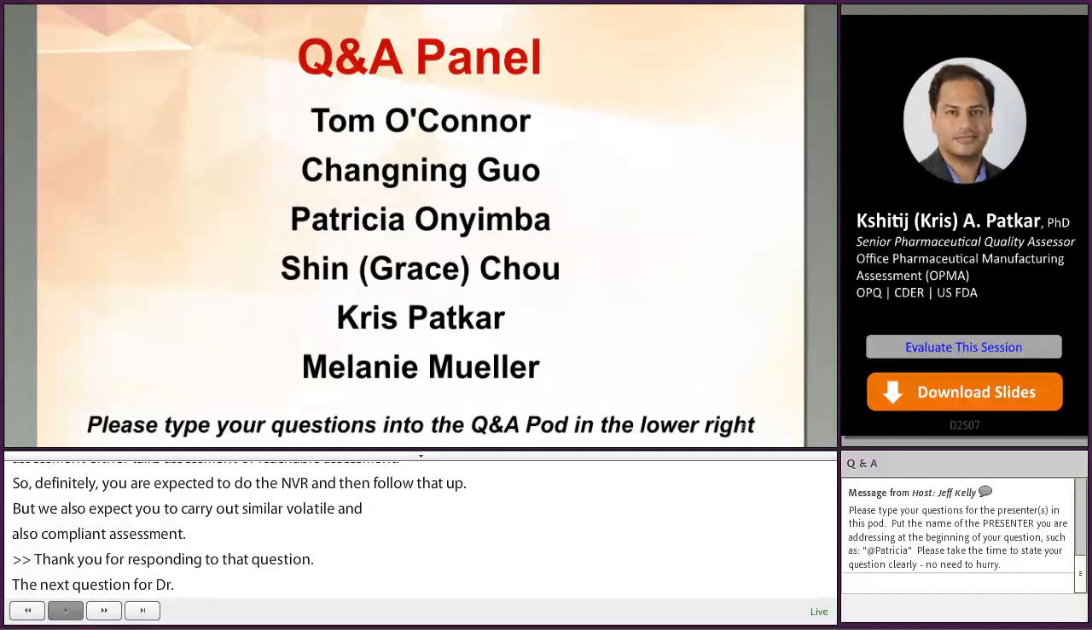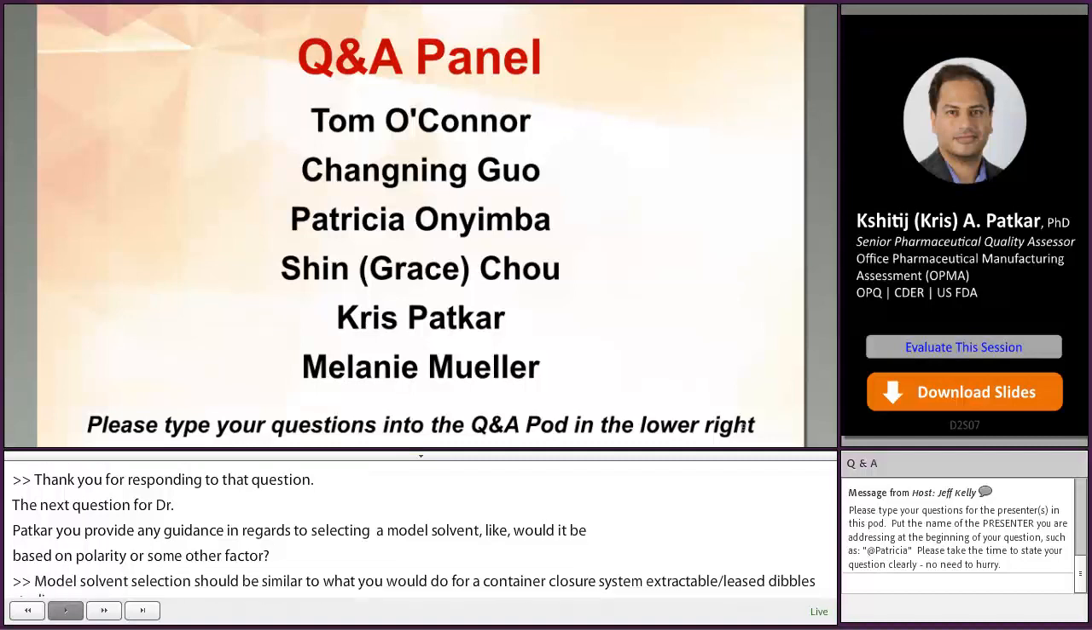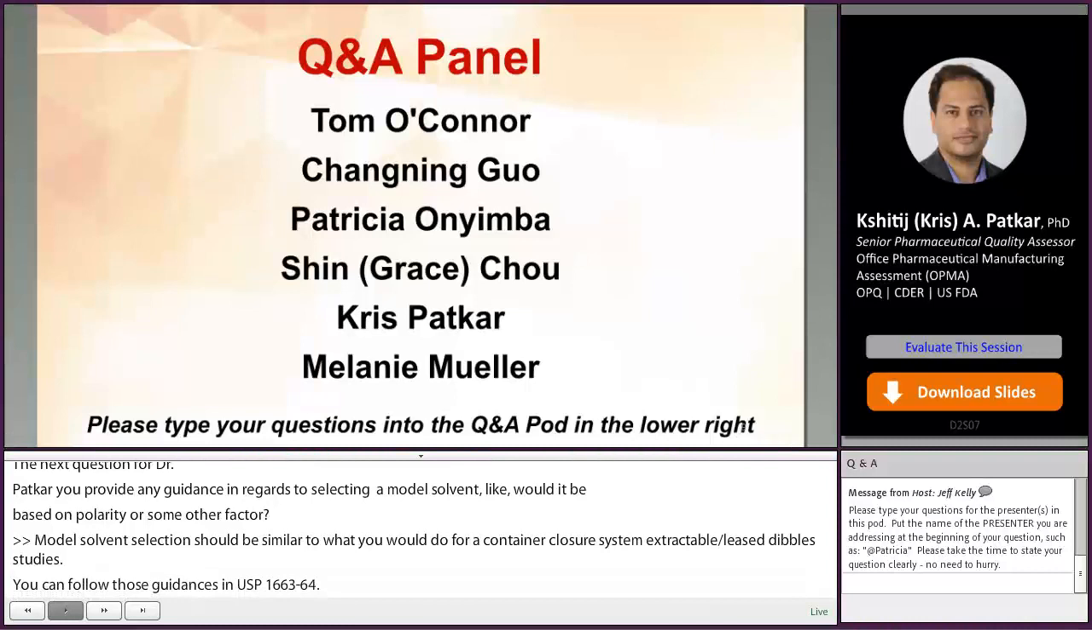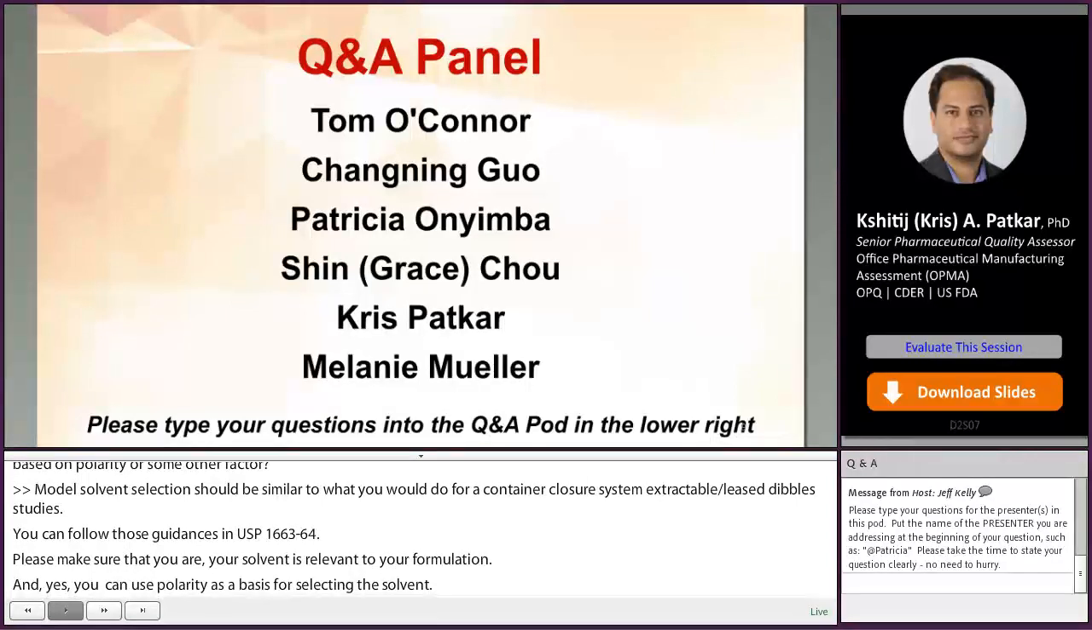Can you provide any guidance in regards to selecting a model solvent? Would it be based on polarity or some other factor? Model solvent selection should be similar to what you would do for container closure system extractable leachable studies. You can follow the guidances in USP 1663 and 1664, but please make sure that your solvent is relevant to the drug product formulation. And yes, you can use polarity as a basis for selecting the solvent. If your drug product formulation is neutral with some organic component, then definitely match that organic component in terms of polarity in the selection of the solvent.